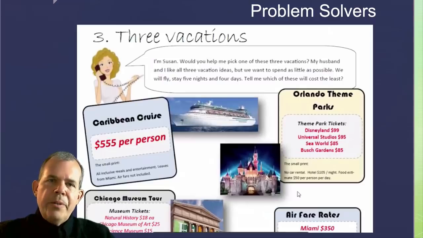In this section, we're going to talk about problem solving. And so you can see that Susan in front of us has a problem. She wants to take a vacation and wants to spend as little as possible. And so our options are to go on a Caribbean cruise, go to Orlando, or go to Chicago. Each one of these requires flights, car rentals, hotels, and admission fees. And so Excel is a great tool to figure out which one of these would be the least expensive.